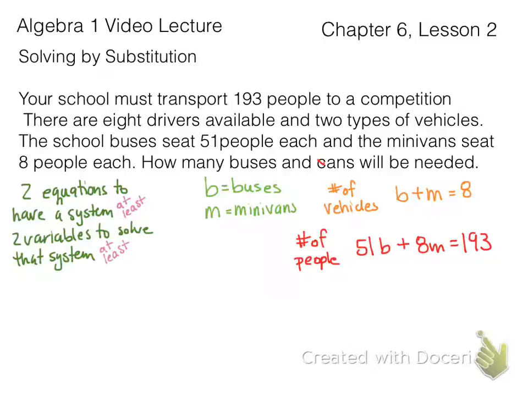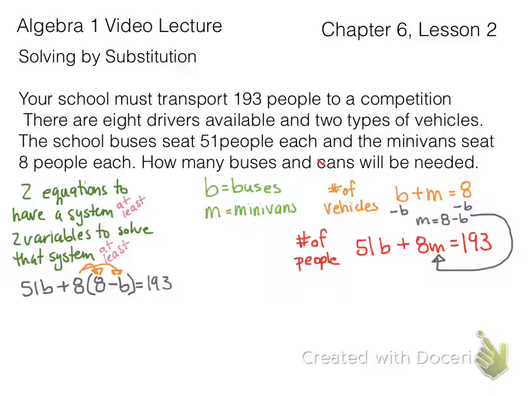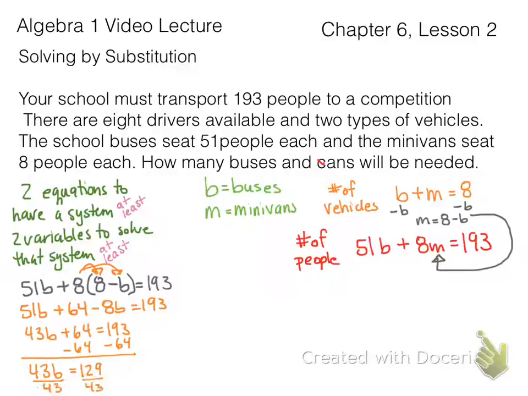Okay, so let's go ahead and get a variable by itself. I'm going to get m by itself this time, so m equals 8 minus b. I'm going to plug in 8 minus b into my equation down below. And I'm going to get 51b plus 8 times 8 minus b equals 193. Distribute: 51b plus 64 minus 8b equals 193. And basically, we're going to continue to get b by itself. And we're going to get b equals 3.